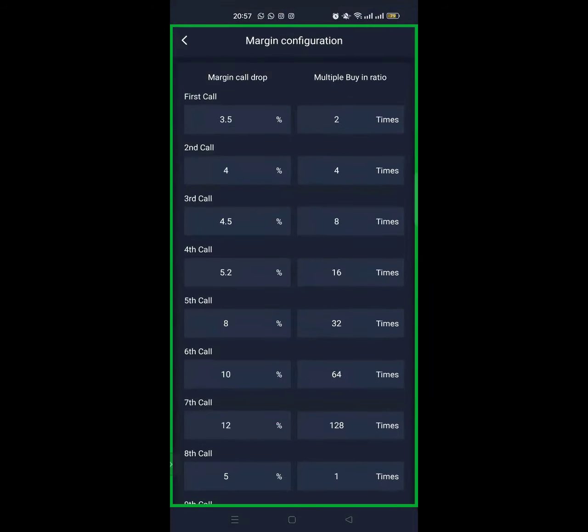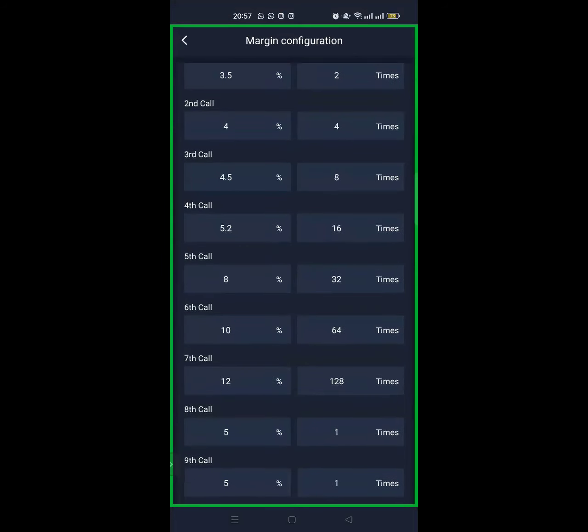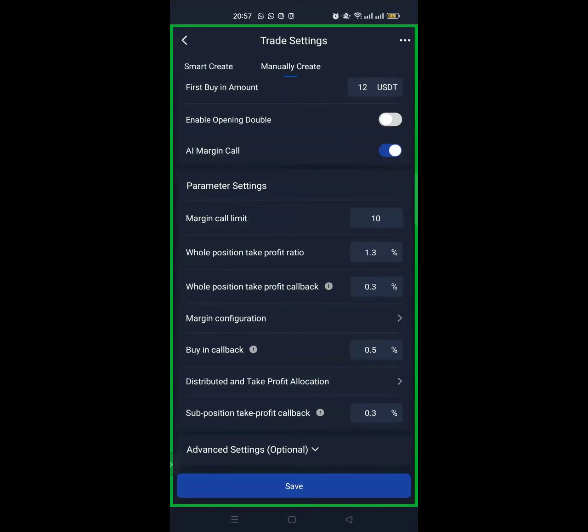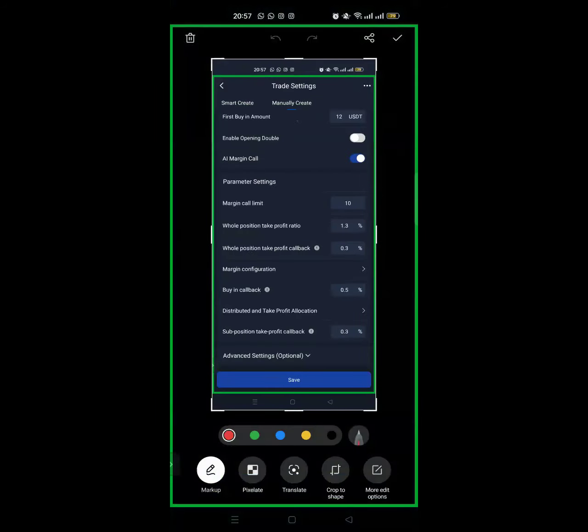Remember that margin calls has to do with buys. That's why it says here, buy in callback. It's not sell. Because when you click on margin configuration, that table there has to do with buys. It doesn't really work with sell. It's the distributed take profit allocation that works with sell. But here it works with buys.